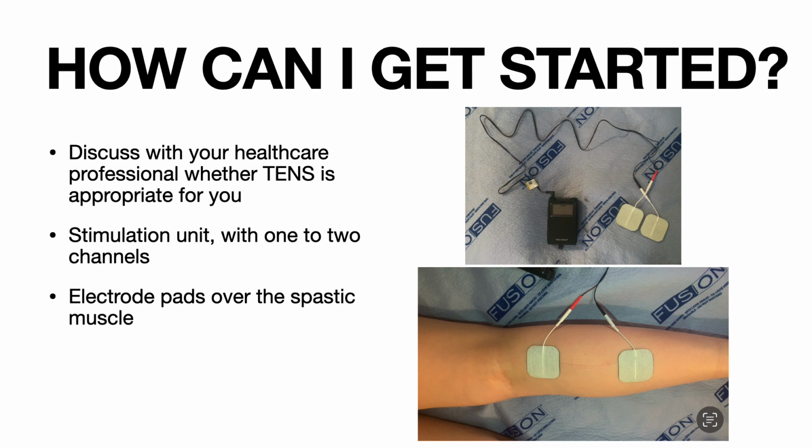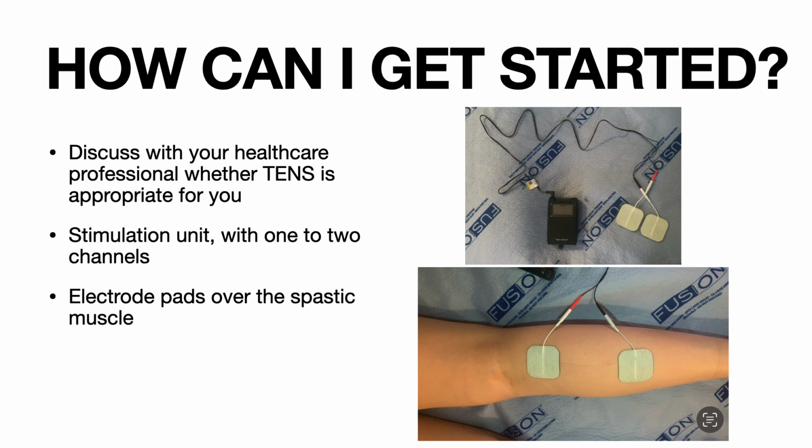So how do you get started? So again, discuss with your healthcare professional whether TENS is appropriate for you. If it is, and you decide to purchase a device, they often look like the one shown here in the top right image. So there's the unit itself, and then there are these wires that connect to electrode pads. Now, these devices can have one or many channels. A channel is really one wire connected to the device connected to two electrodes.